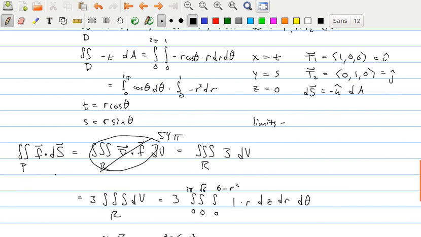So this is an example of using the divergence theorem. When the surface isn't closed, we've got to do a little bit more work, but at least it saved us from having to do the flux through that bizarre surface.